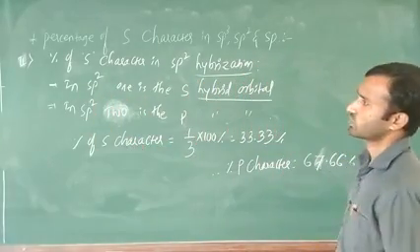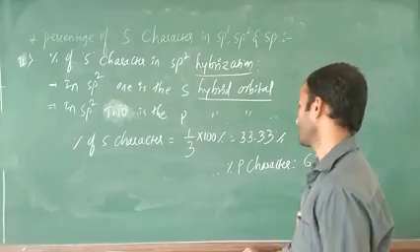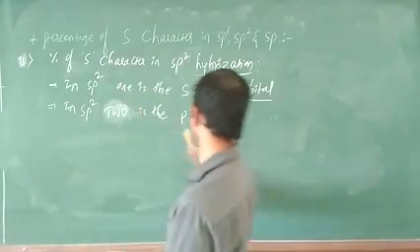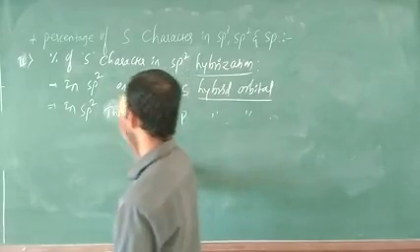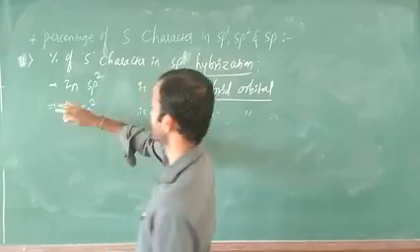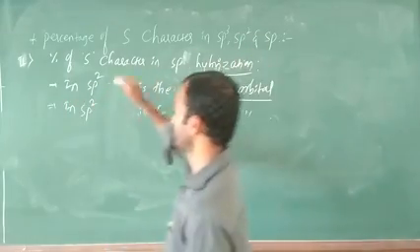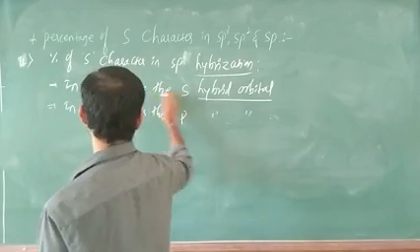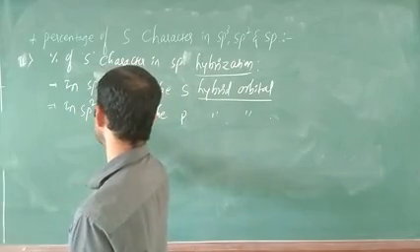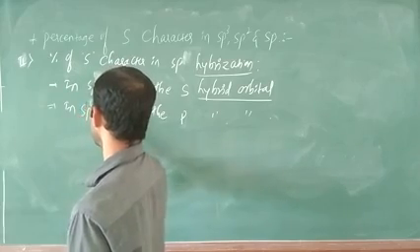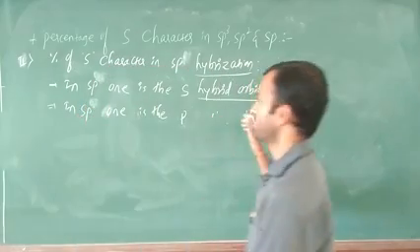Next, after that, the last one is sp. Same thing. Percentage of s character in sp hybridization. This is sp. How many s? 1 is the s hybrid orbital. In this case also, 1 is the p hybrid orbital.